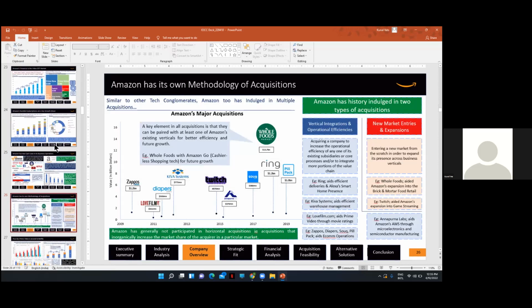This is Amazon's acquisitions in the past, and it's mostly acquiring companies which it can vertically integrate in its business, or a completely new market, but not much of inorganic expansion that we saw. For example, you have PillPack, which is complementing their already existing e-commerce business, and you have IMDb and LoveFilm, which complement Prime Video through movie ratings and so on.